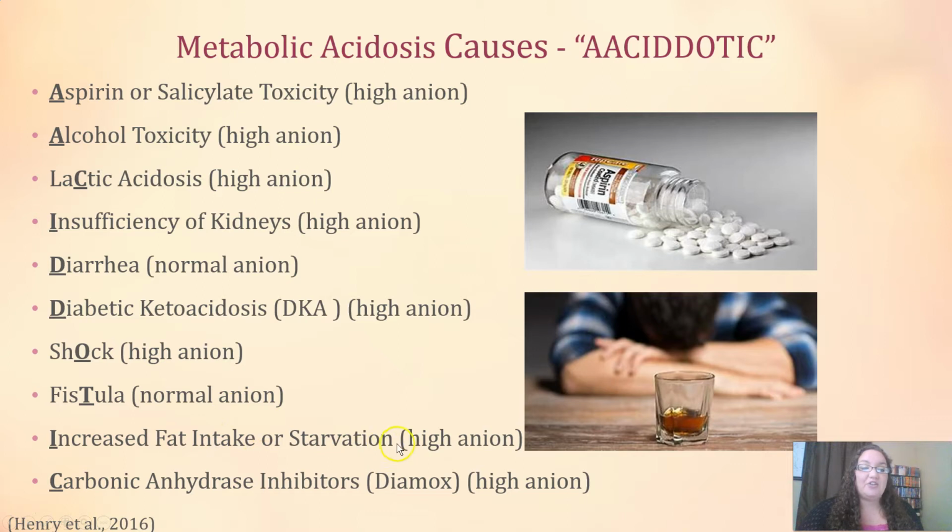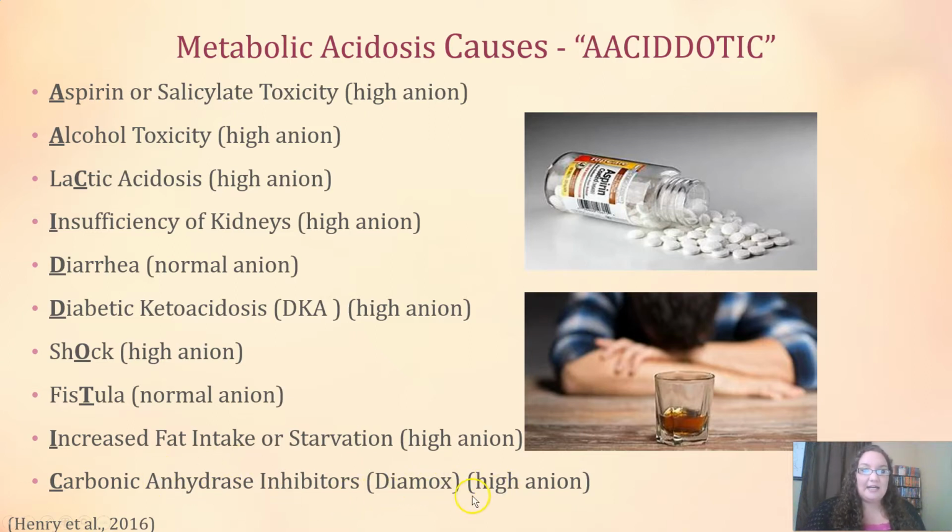Increased fat intake or starvation, high anion. So either this is by diet, so like the keto diet, where nobody, when they're on that, is going to eat carbs. And so what happens is the body begins to eat off of fat and break that down. Well, starvation's kind of the same way. It doesn't have carbs and sugars, so the body eats on the fat, breaks down into ketones. Ketones are acidic.